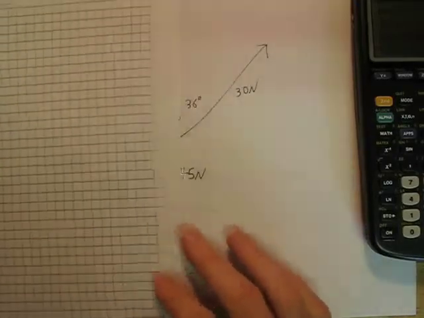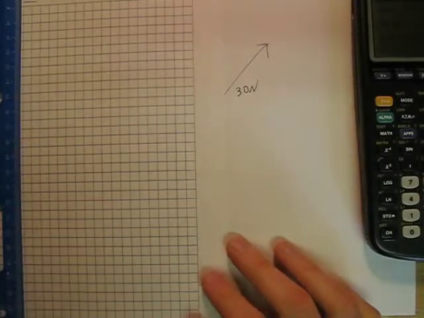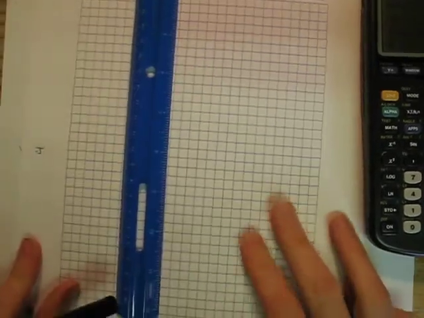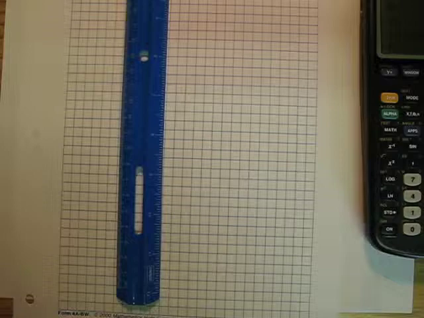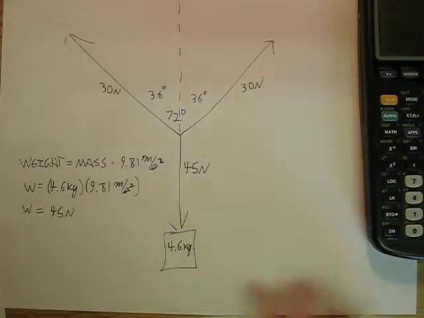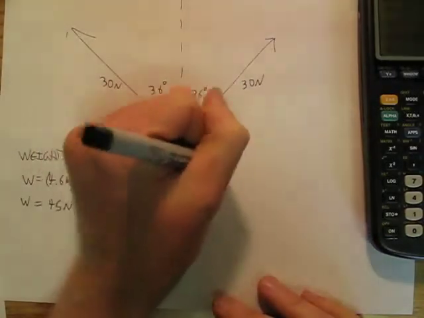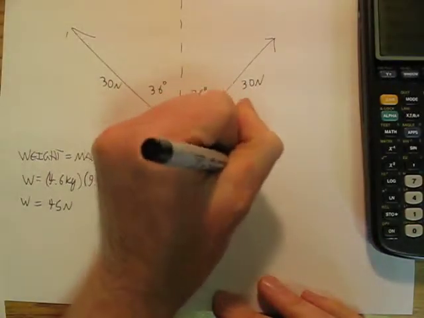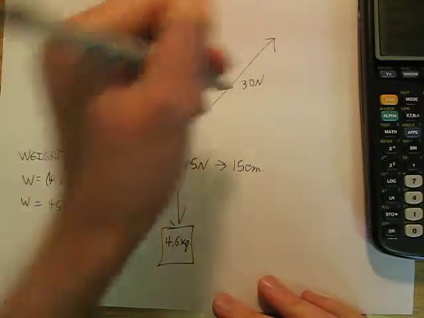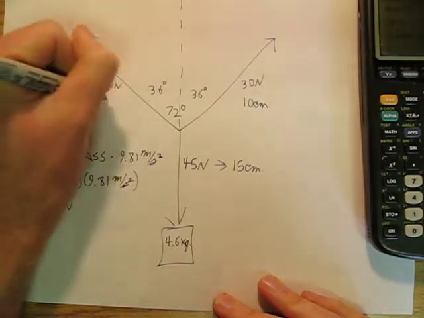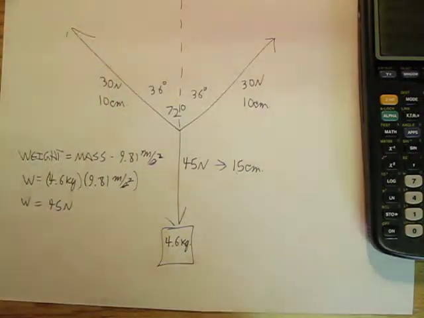So let's figure out, I can use a scale. My biggest vector is 45 newtons. So the scale that I'm going to use is I'm going to divide that by 3. So I'm going to say that that's 15 centimeters, and this is 10 centimeters, and this is 10 centimeters.